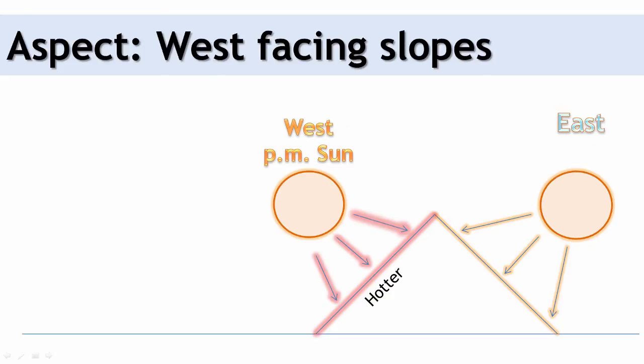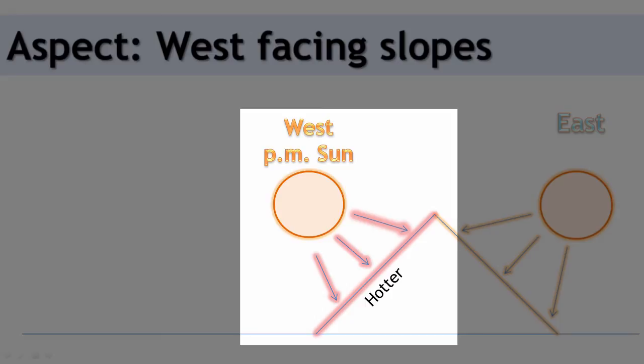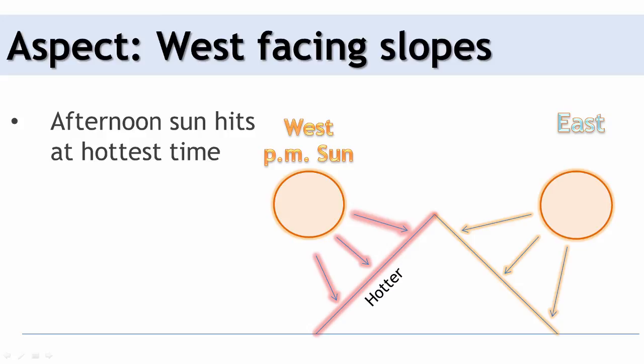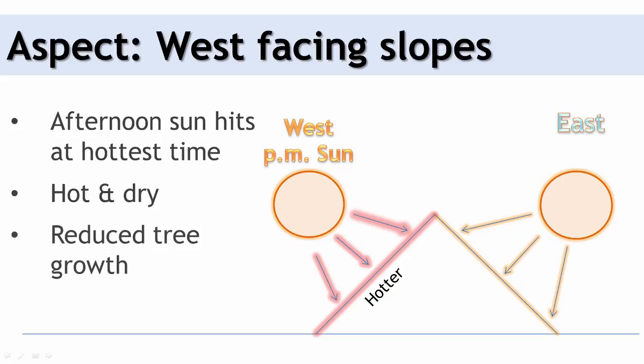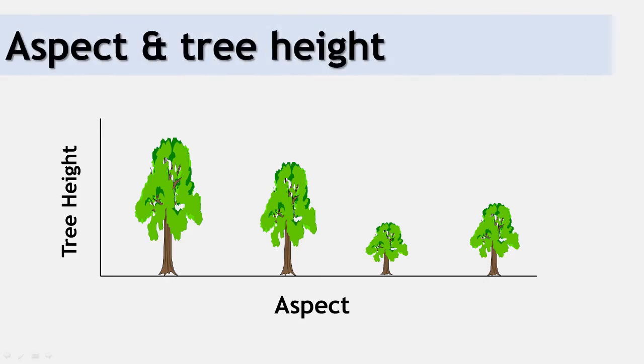Later in the day, when daytime temperatures are at their maximum, the sun has moved around towards west-facing slopes. The added heat causes the water to evaporate from these sites, making west-facing slopes hot and dry. On these sites, water stress decreases productivity and causes reduced tree growth. This graphic depicts the relationship between aspect and tree height. Can you guess which tree represents north, south, east, and west-facing aspects? Which aspects provide the harshest growing conditions?